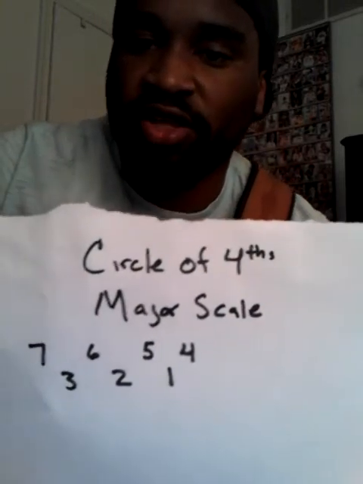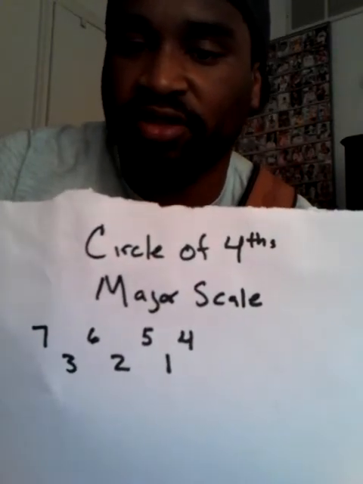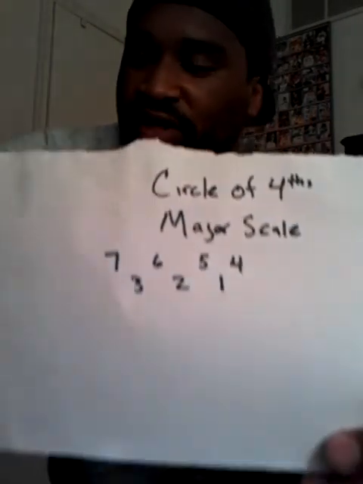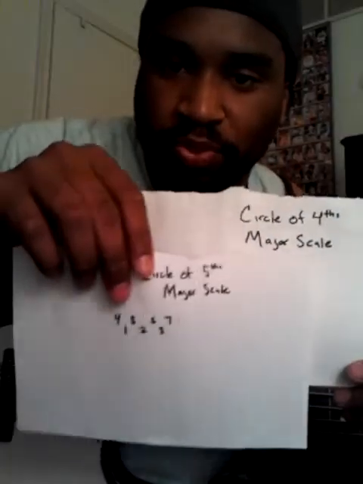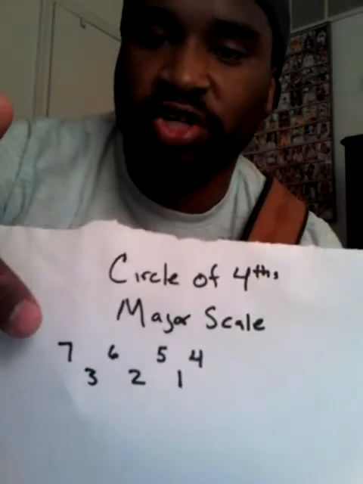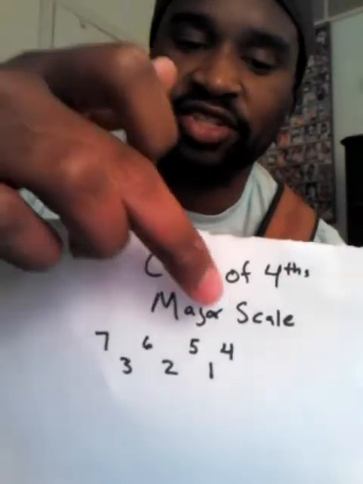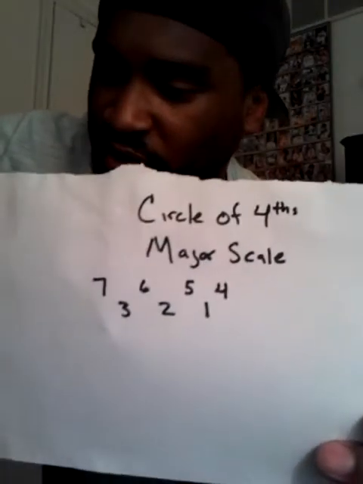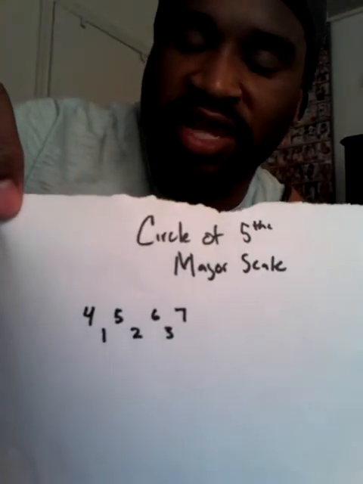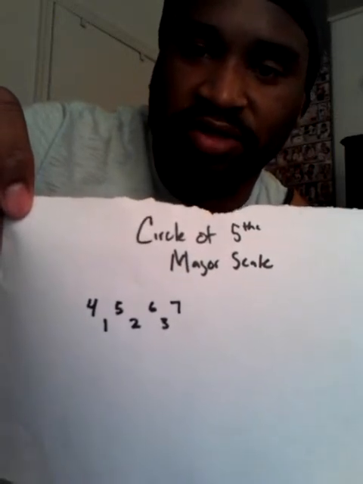I don't know if you just caught that, but the circle of fifths is exactly backwards from the circle of fourths. I'm gonna show you again. As you can see, on the circle of fourths, I started at the 7, and the last note is the 4. That's the circle of fourths. Now look at the circle of fifths. The first note is the 4, while the last note is the 7. So it's just the opposite. You're just playing it backwards.